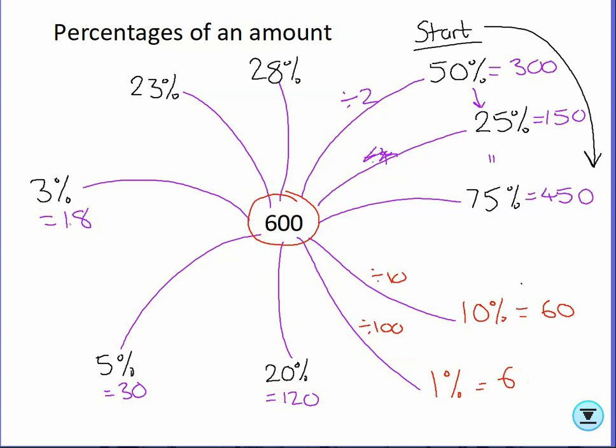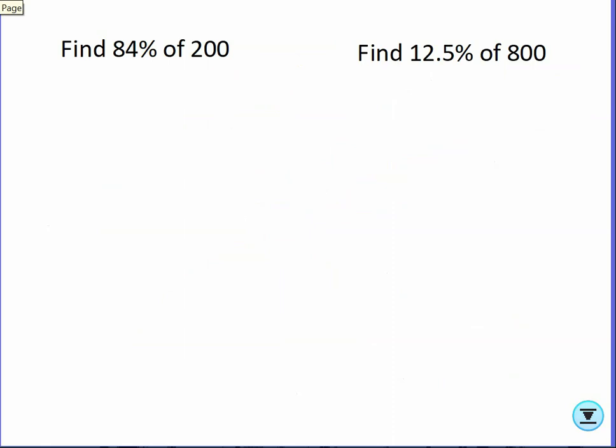To make a harder fact, I can just add those together and I get 138. Now 28%, well that's 23% plus another 5. So that is 168. So these more challenging questions like 28 and 23, I use an easy fact, I make another easy fact, and then I combine them to make a harder answer. That's it. So let's have a look at some more standard questions.